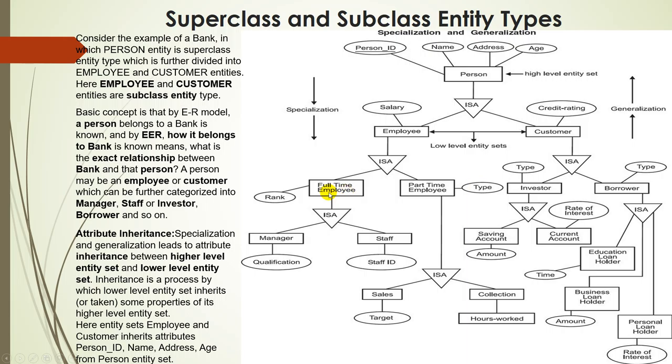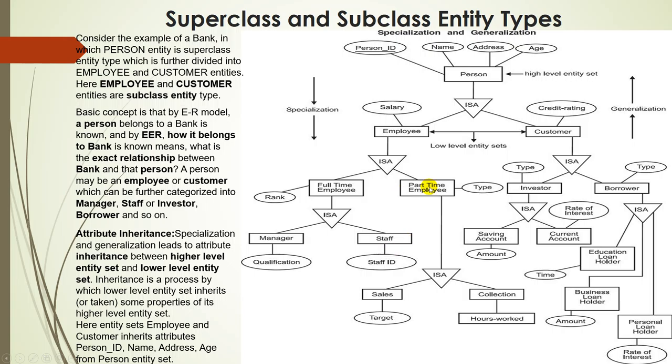Again, for full-time employee, we have two types of full-time employee in the bank: manager and staff. Manager has how many fields? One, two, and four, it means six come from the parent, and one more field: qualification. So manager has seven fields. The staff also has seven fields, but its special field is a staff ID, or maybe it has more than one special field.